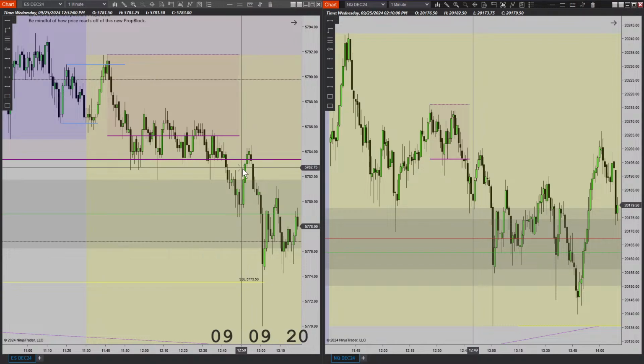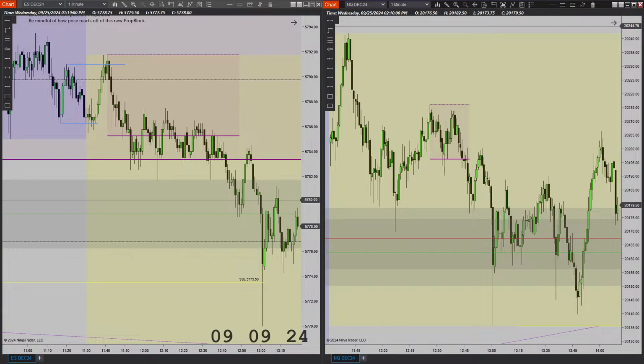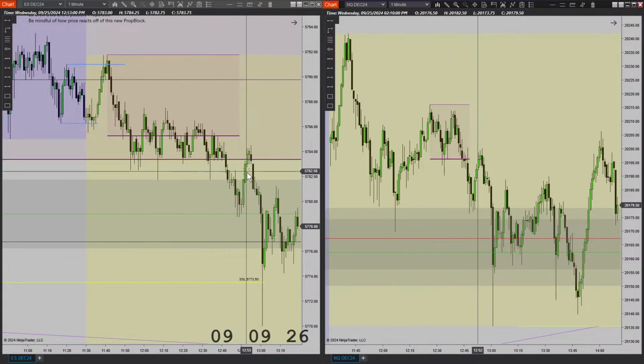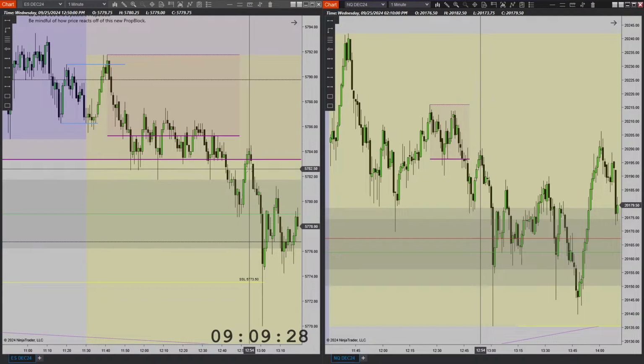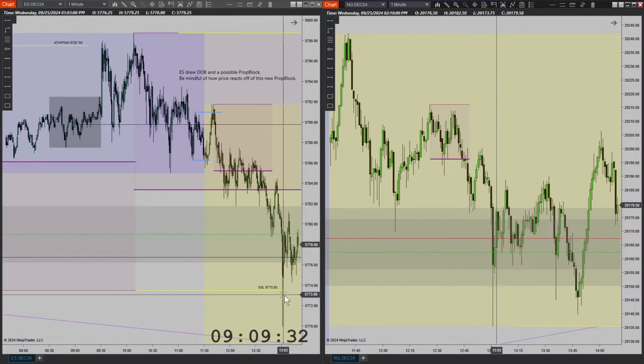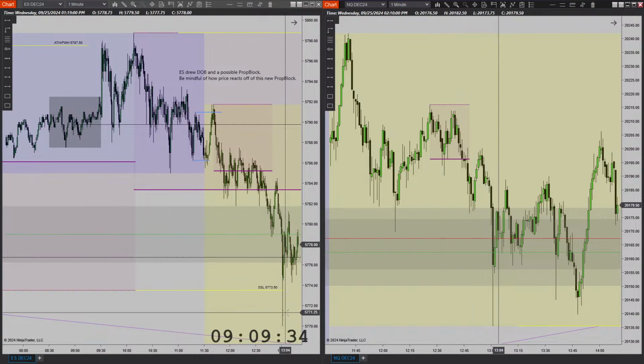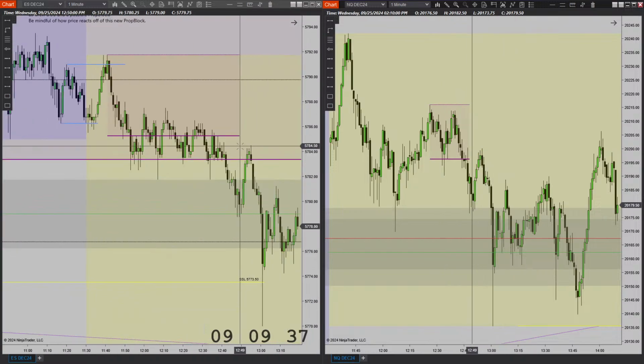I actually ended up getting short right around here, I believe. Actually, I'll show it later. And I had to go through a little bit of pain, but I ended up covering my only contract here. It was a mini, so 10 points more than enough.